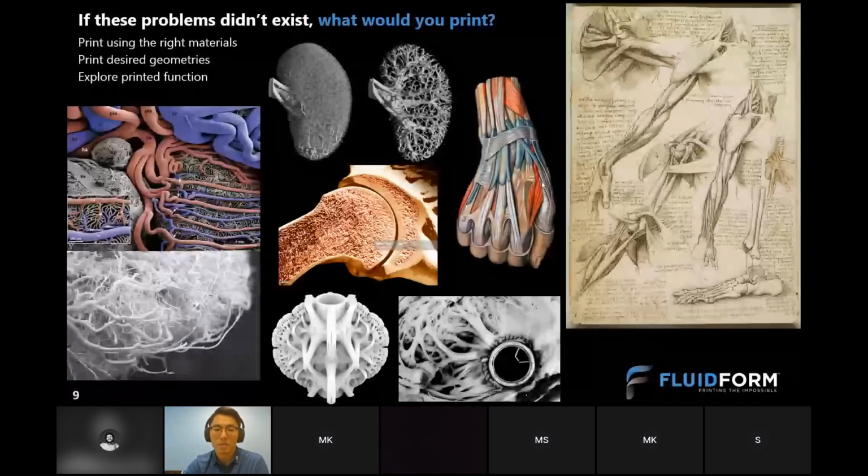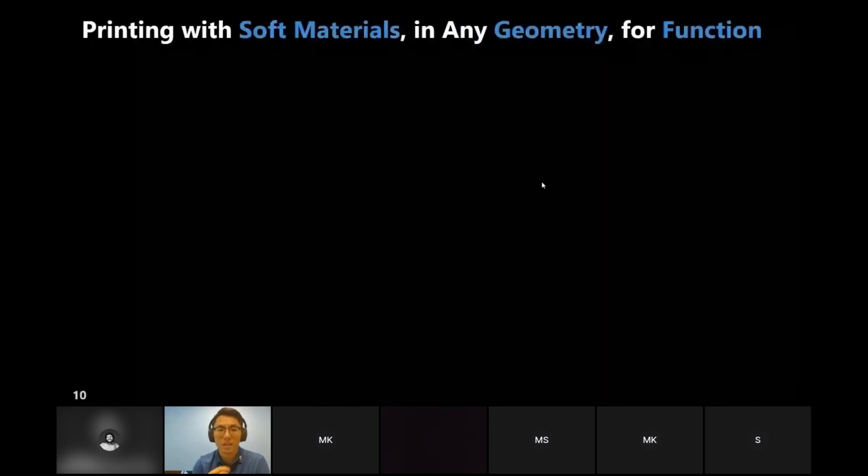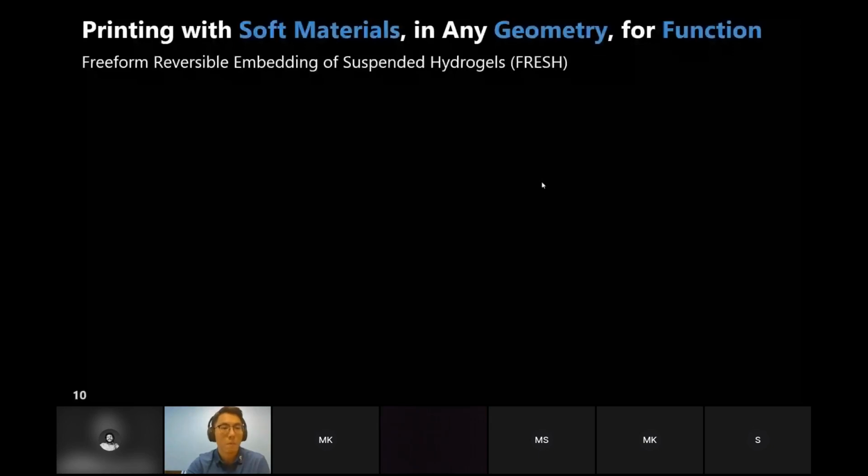So these are really the number of scientific questions that we want to study that were previously difficult to study without 3D printing. And so we think we've really developed the technology to allow us to start to print at this level of complexity and to actually ask these scientific questions. So FRESH is the technology platform that allows us to print with soft materials in any geometry for function. And FRESH stands for free-form reversible embedding of suspended hydrogels.